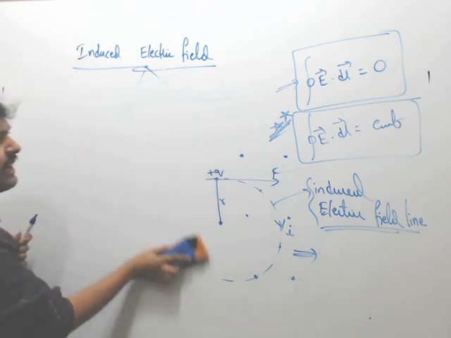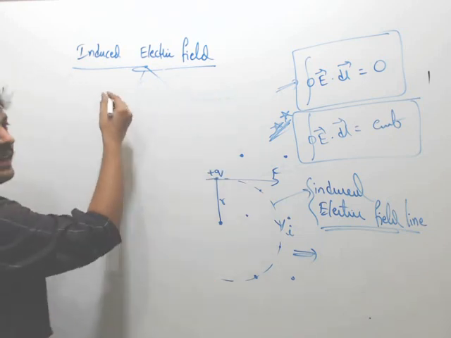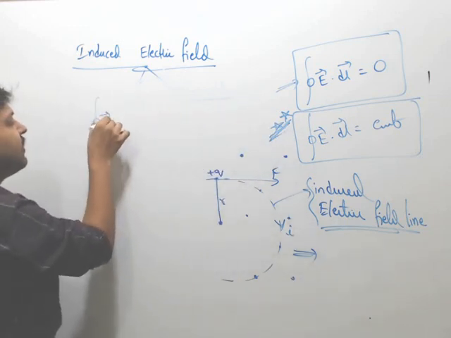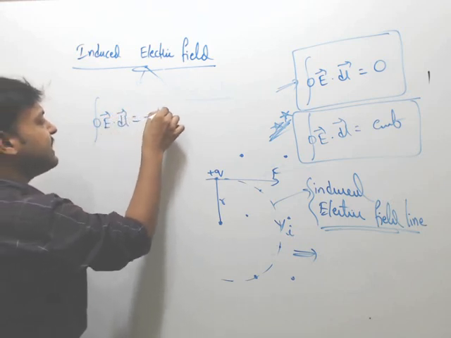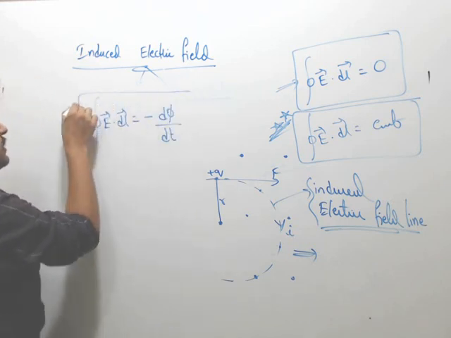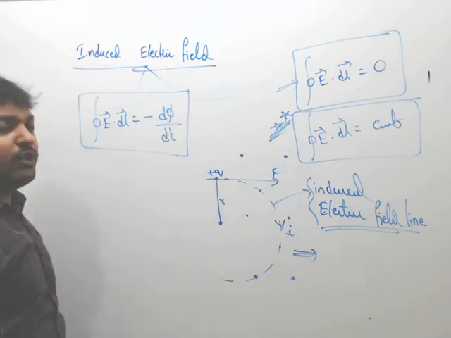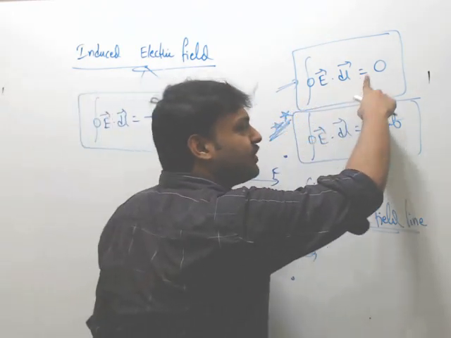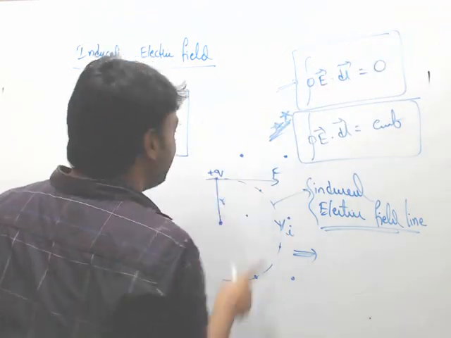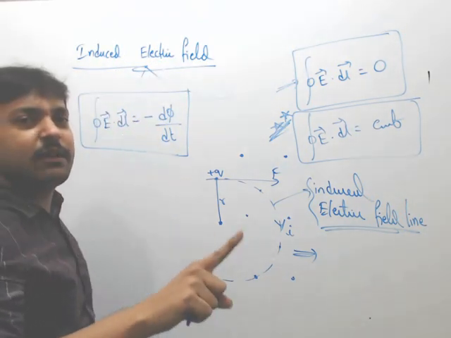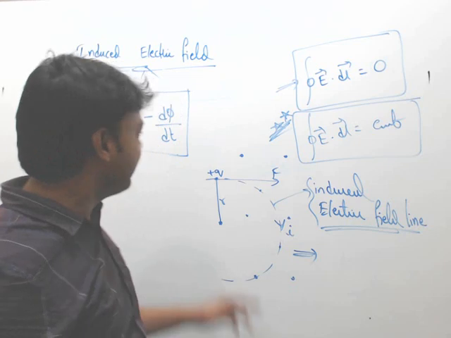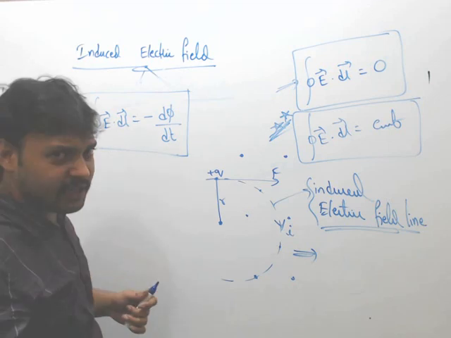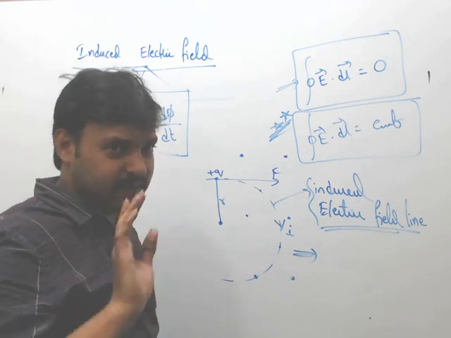Now formulas: line integral of E bar dot dl bar, I can write as induced EMF. Now the induced EMF formula we know. According to Faraday's laws, I can write minus d phi by dt. So this is the formula for the induced electric field. Line integral of E bar dot dl bar equals 0 in the old electric field. Now according to the induced electric field, it equals minus d phi by dt. Minus indicates opposition, which we already considered. So if you are writing the magnitude, you can eliminate that minus.